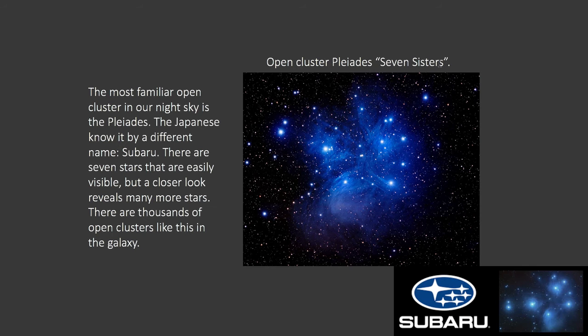as the Seven Sisters. This is a nice image of the Pleiades star cluster. It's also the symbol for Subaru. So the Subaru constellation is the Pleiades constellation, as it's known in Japanese. There are 7 stars that are easily visible. When you look closer, there are thousands of stars there in actuality, but we can count 7 of them quite easily in our naked eye view.